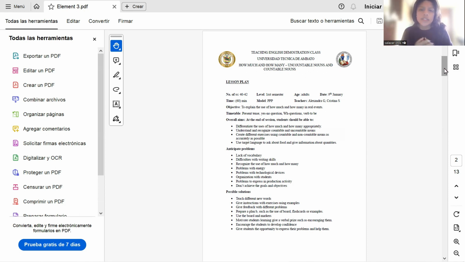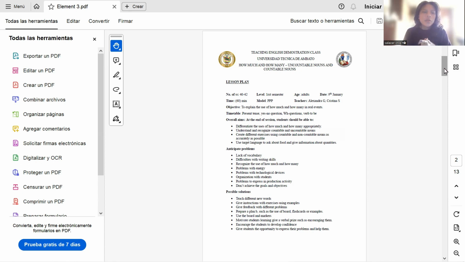The model that we consider is PPP: presentation, practice, and production. The teacher is Alexandra Guato and my name is Cristina Salazar. The objective is to explain the use of how much and how many in real events. Why? Because students are going to use this grammar point in their future lives or the real world.